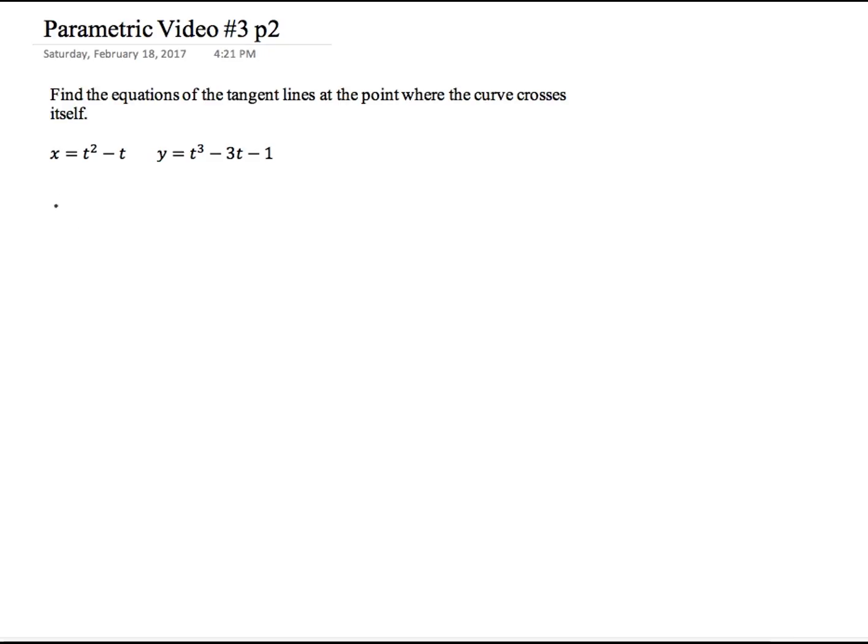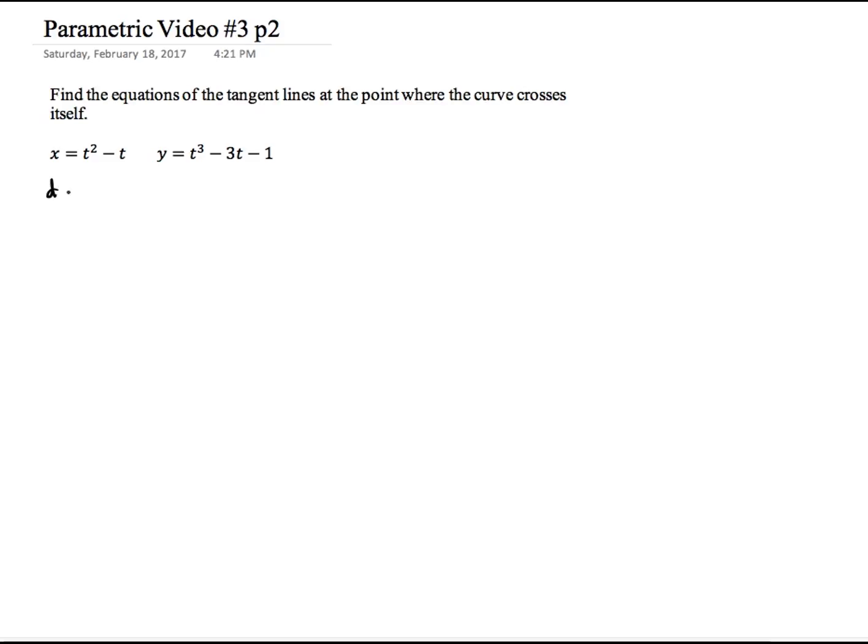So here's our two curves. First, it says where the equation crosses itself. So perhaps we should figure that out first. Well, I think I'm going to need the slope, so maybe I'll do that first, and then we'll bring up our calculator and figure out the tangent line. So let's do dy/dx.